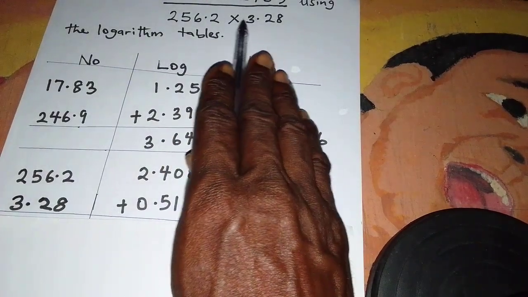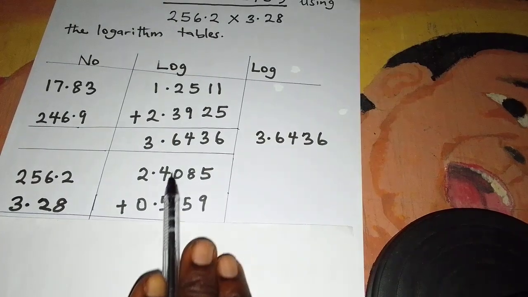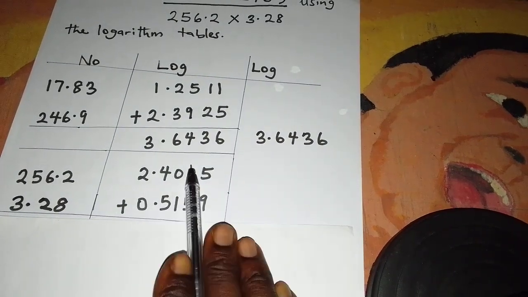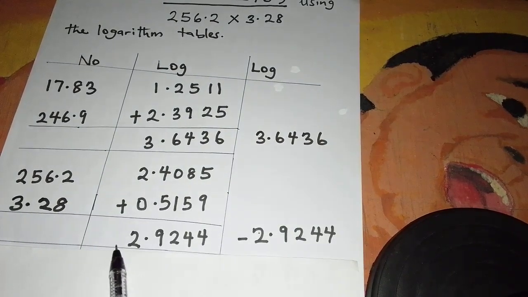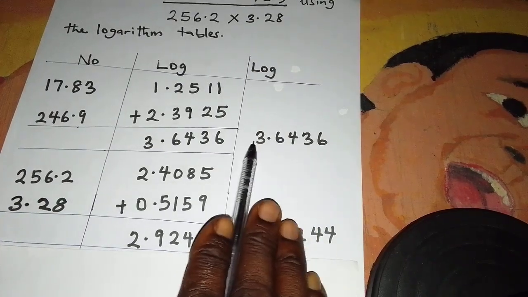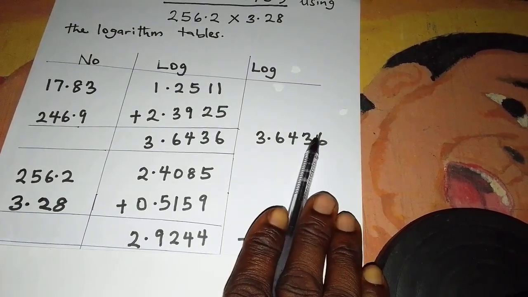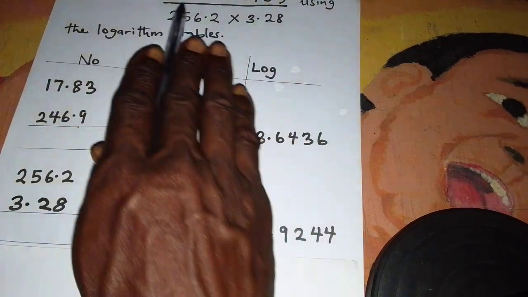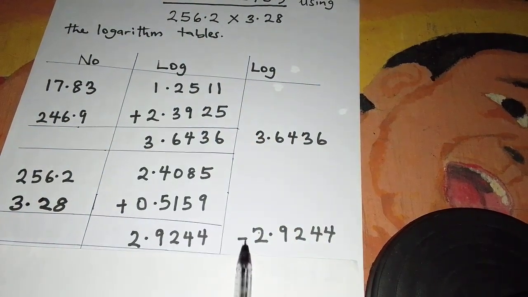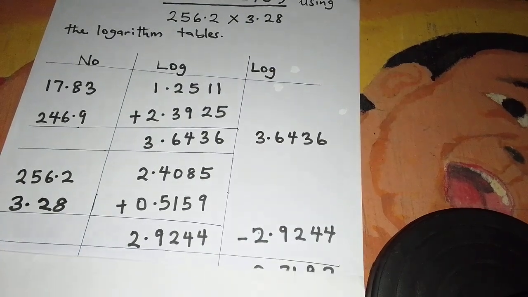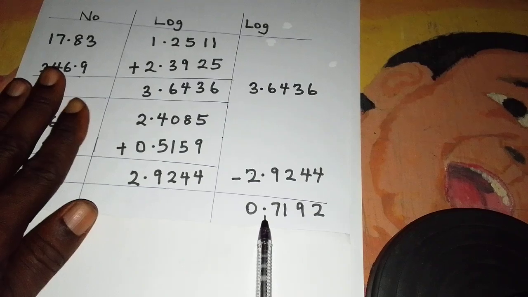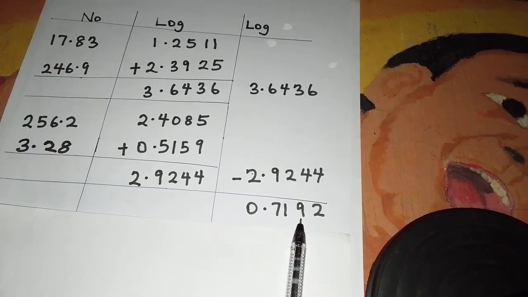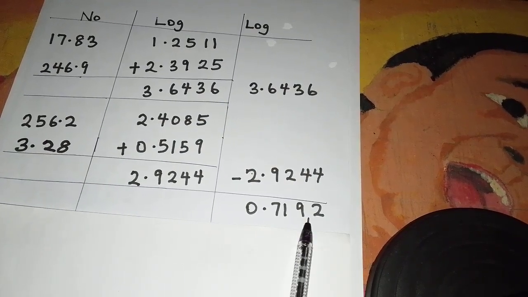Because the denominator is also multiplying, you are going to add their logarithms. So when you add the logarithms, you are having 2.9244. So this is the logarithm of the numerator, and this is the logarithm of the denominator. Because they are now dividing, you are going to subtract their result. When you subtract, you are having 0.7192. So with 0.7192, you now look for the antilog.